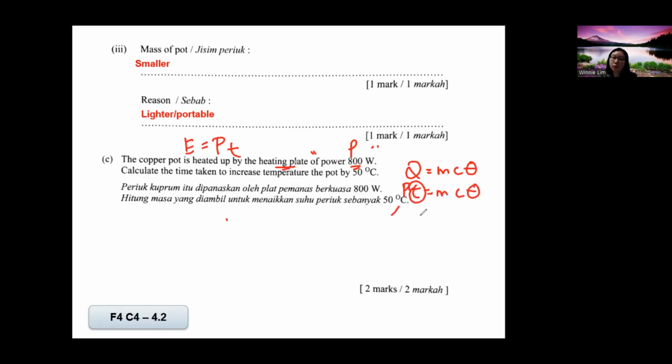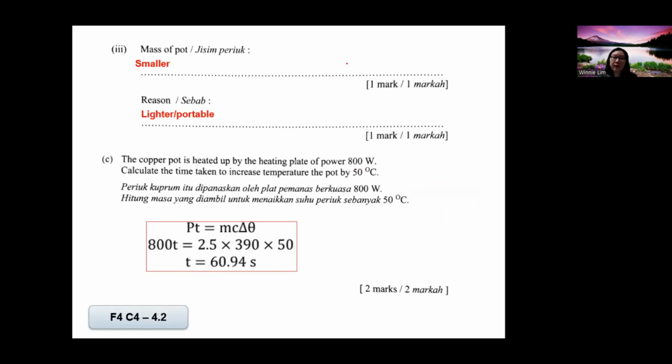So you have P, then they want you to find the time. Do we have the mass of the copper pot? Yes, from just now, 2.5. Do they give you the specific heat capacity of the copper pot? Also, they give you the value. Then the change in temperature is 50. So you just substitute accordingly. But rearrange the formula first, because we want t. So t equals mc theta divided by power. Okay, so this is how you get it. You will get the time as 60.94 seconds. Now, if you're not good at maths, always rearrange the formula first, then substitute, so that you won't get confused later on about multiplying or dividing, because you follow the formula exactly.